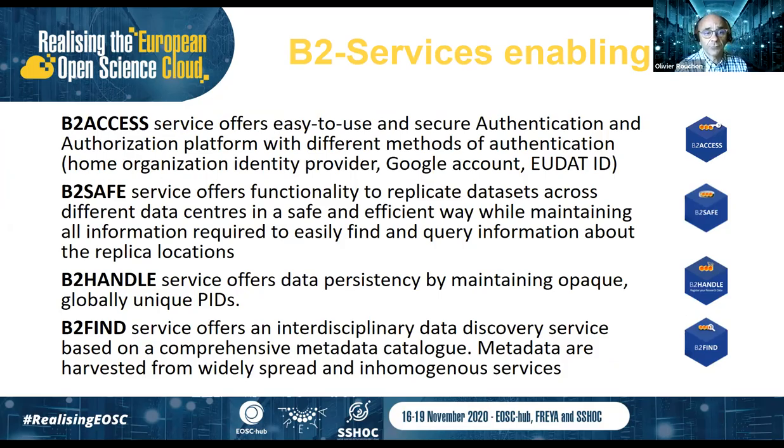So we integrated four services. Those EOSC services have a B2 prefix. B2 Access is the service that offers an authentication and authorization process. B2 Safe will be used for file transfer or dataset transfer. B2 Handle is the one that we have used for persistent identifier generation. And B2 Find is the tool of choice for metadata exposition or publication and harvesting. I think that Claudia will present this in another session that takes place at the same time as this one.